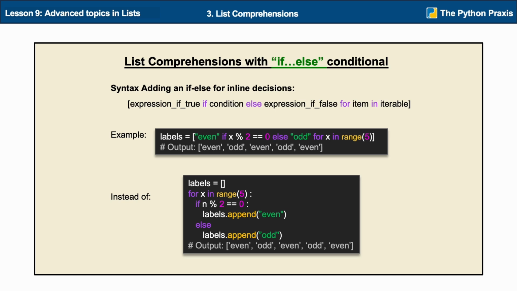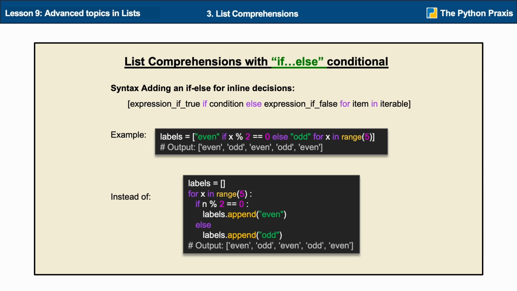In this example, we have labels equals, and inside square brackets we put even if x modulo 2 is equal to 0, else odd for x in range 0 to 5. You can see also the code of the classic way to do the same thing. But here we need 6 lines instead of 1.